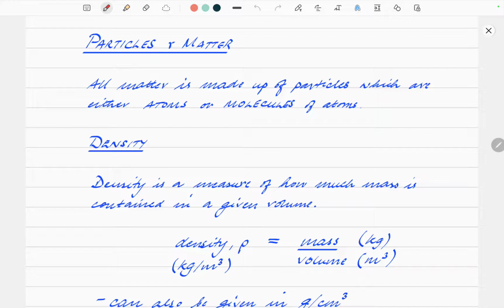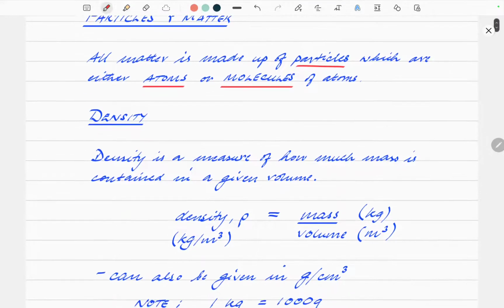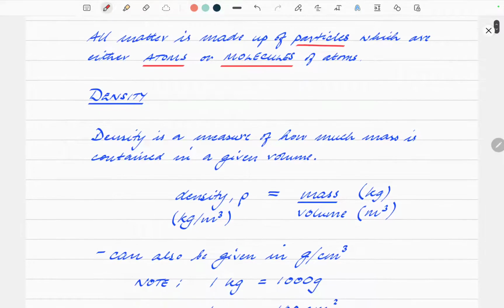Okay, let's dive into it then. The particle theory of matter. All matter is made up of particles, as we know, which are going to be in the form of atoms or molecules. So either single atoms, like in a pure substance, or molecules in compounds and mixtures. The first thing that we need to cover is density.